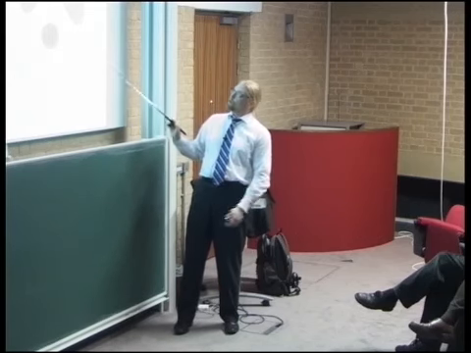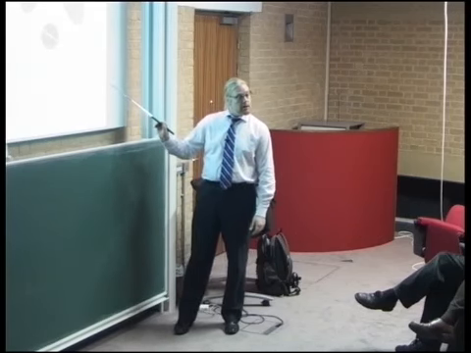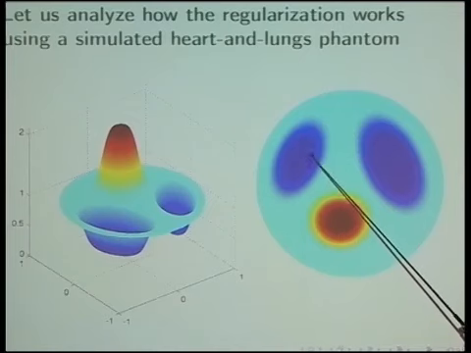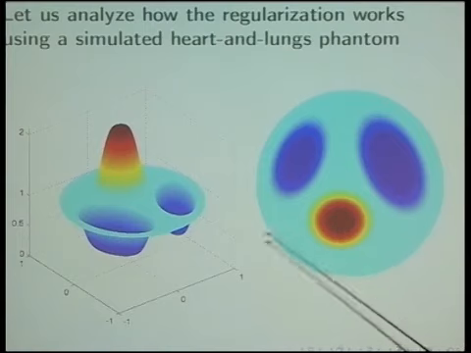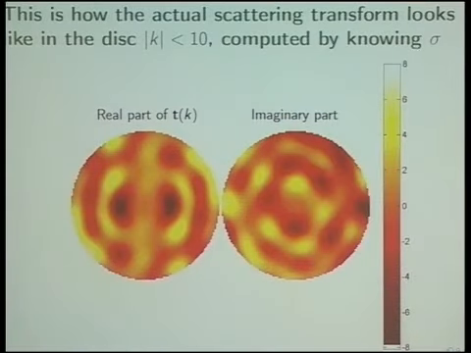Let me start with a numerical example. Let's construct a C2 conductivity looking like this. So these are kind of lungs with low conductivity because there is air in the lungs, and this is kind of the heart filled with blood, and then it's more conductive. So this is another view of the same function. So let's simulate data from this one and try to reconstruct. Well, a bit later, let's first see how the scattering transform looks like.